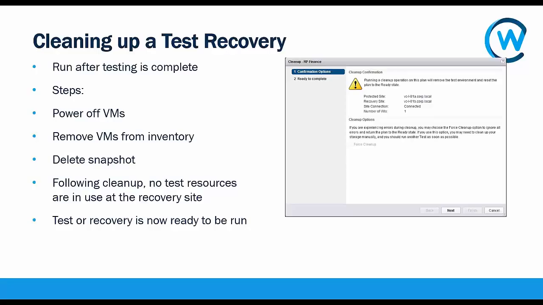So effectively, it just undoes all the changes. It powers off the VMs, removes them from the inventory, puts the placeholders back, deletes any snapshots, and just cleans it back up to bring it to that kind of vanilla state that it was in before you tested your recovery. And again, it's either ready to test again, or it's ready there to run as production.